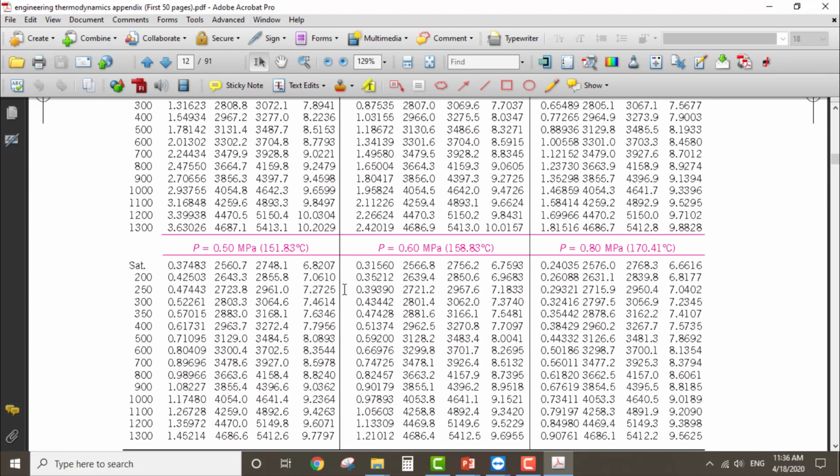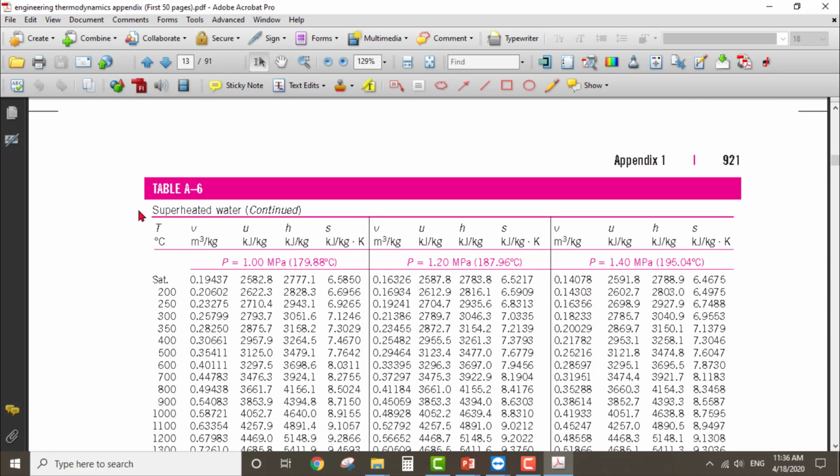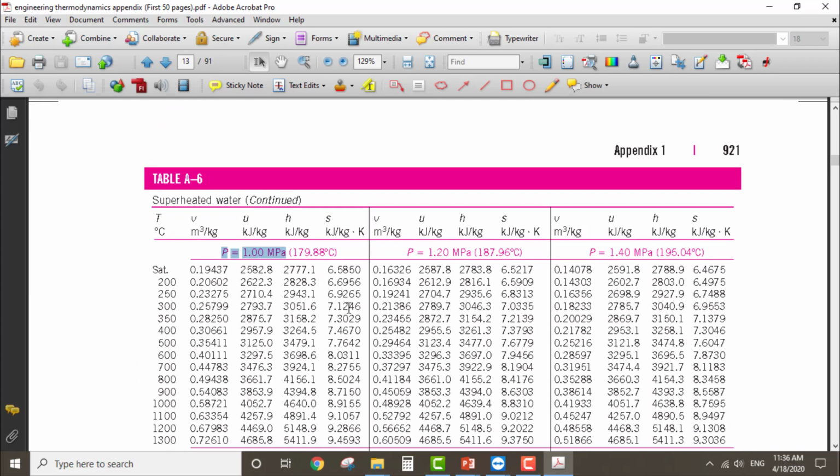So I need 1,000 kilopascal, which is 1 mega. Okay, here is the superheated table, and here is the corresponding pressure. I look for a temperature of 400. Okay, here are the values. So here is the volume, which is 0.3066.